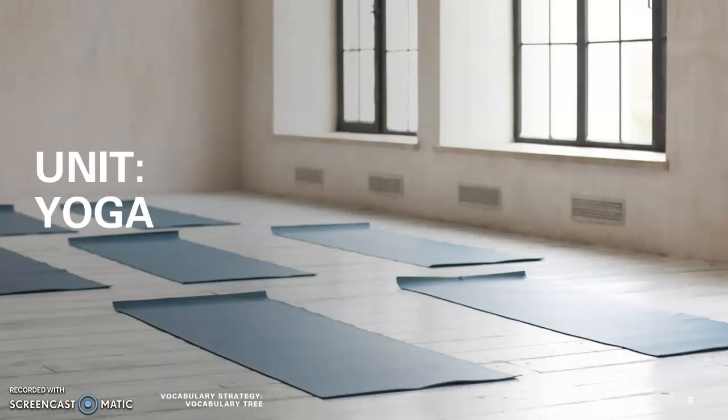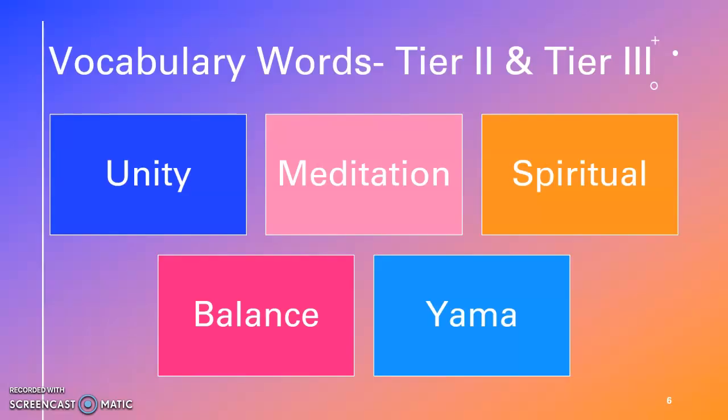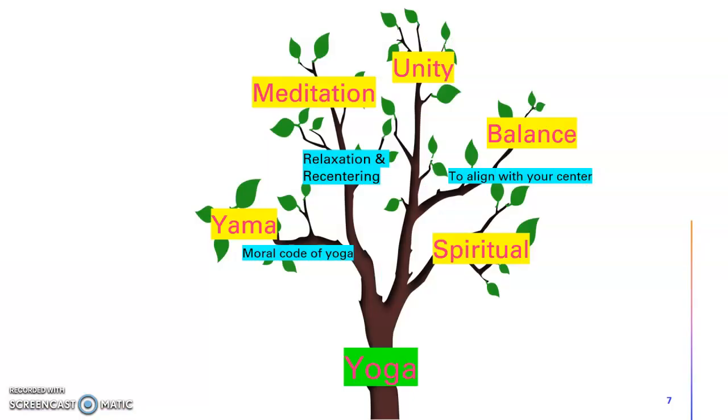So, if I was going to do a unit on yoga, my Tier 2 and Tier 3 words would be unity, meditation, spiritual, balance, and yama. So, as you can see in green, my root word is yoga. My Tier 2 and Tier 3 words are up top as the branches with the explanations in the blue.